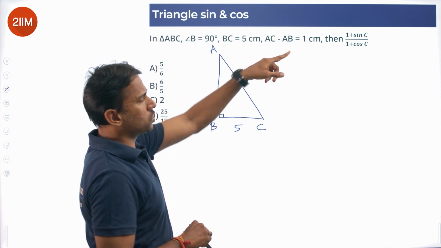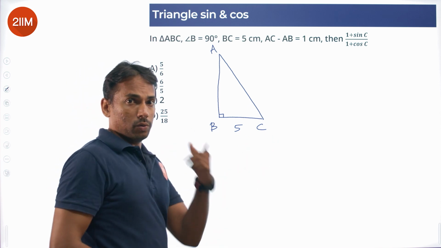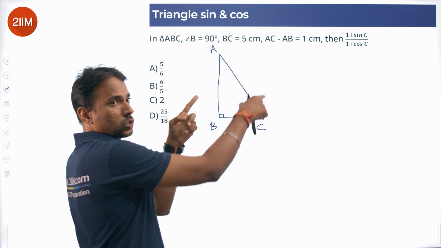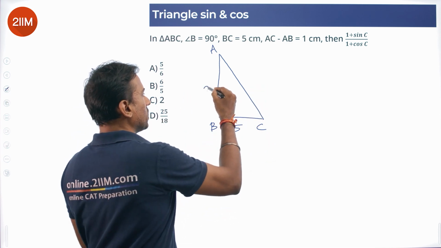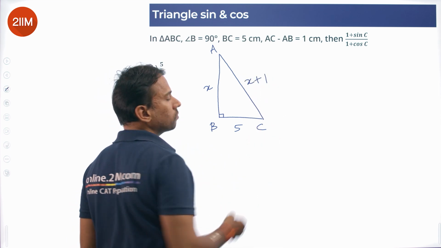Also AC minus AB is 1. That means AC is the hypotenuse, minus AB is 1. So the difference is going to be 1. Or if I take this as x, this should be 1 more than this. So this should be x plus 1.